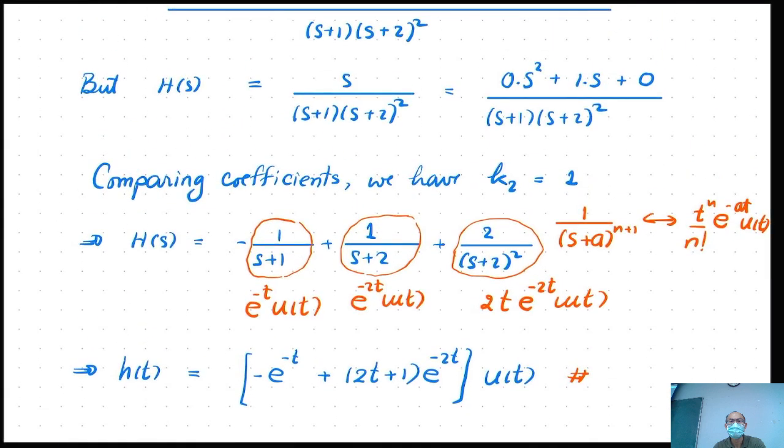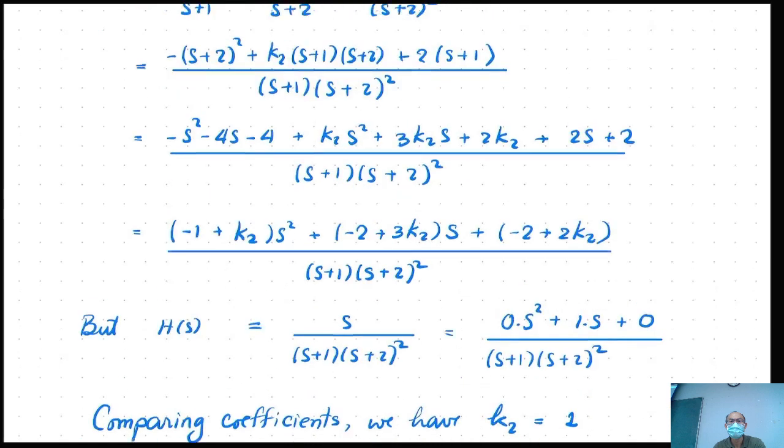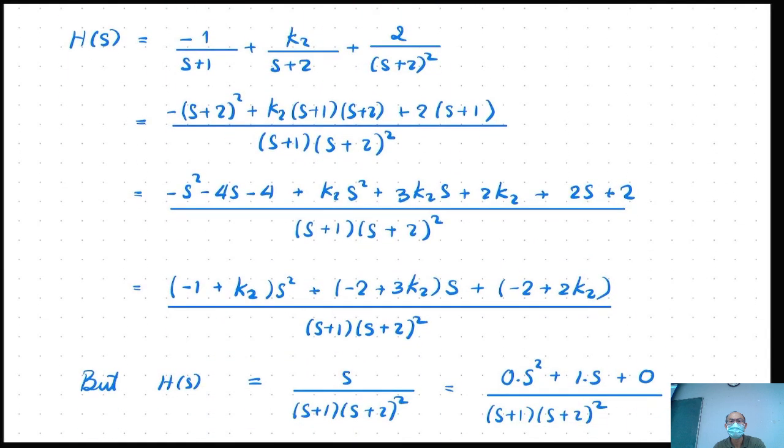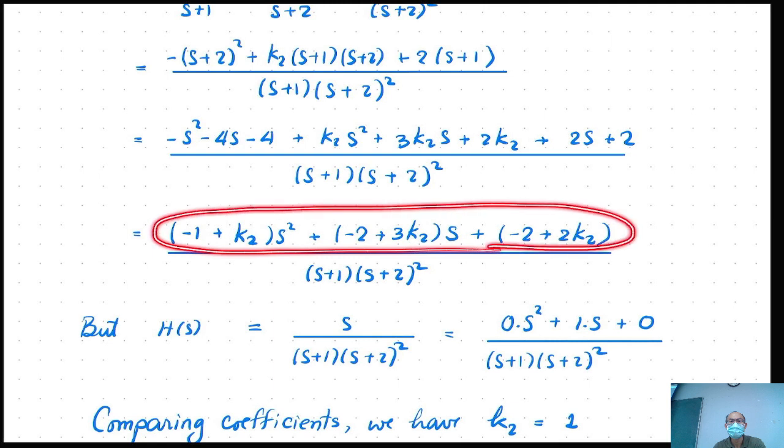For example, here in this case, H(s) is decomposed into 3 terms because there are 3 poles. Now the first and the last terms, the K's are 1 and 2, while the middle one is determined by comparing the coefficients here. Because we know that this numerator has to be equal to s.